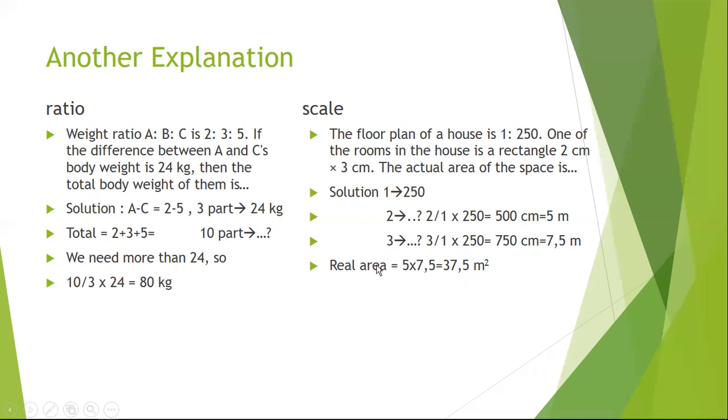How about the area? As we know, a rectangle is length times width. So 5 times 7.5, it is 37.5 square meters.